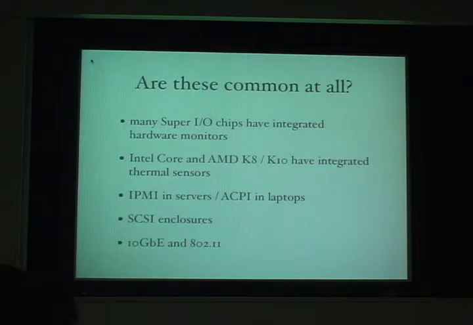And IPMI servers and ACPI laptops also provide you with different readings, temperature readings, voltage readings, and also intrusion, like the cover. If you open the cover of the server, then it shows the event. And SCSI enclosures also provide you with different sensors. And 10 gigabit Ethernet cards, because they run pretty hot, also have temperature sensors. And 802.11 wireless devices often have temperature sensors.